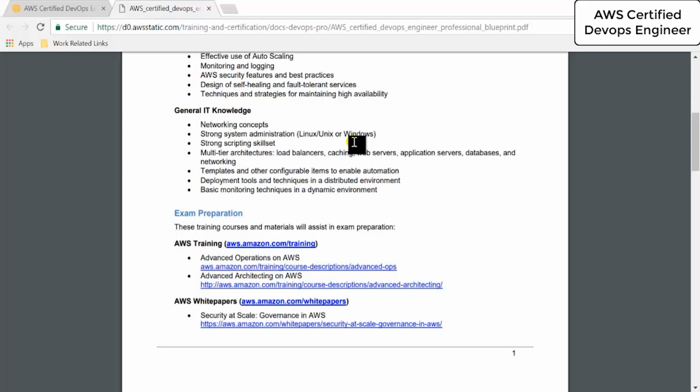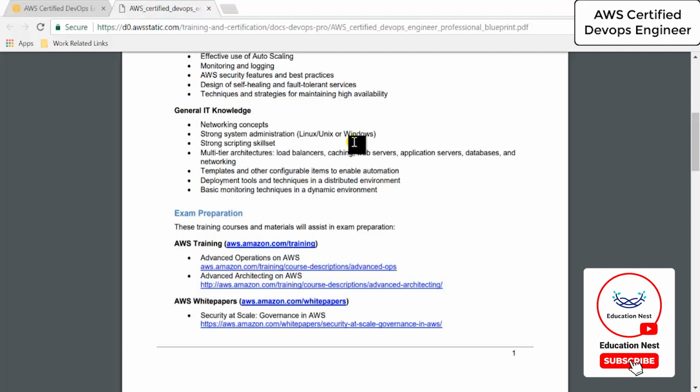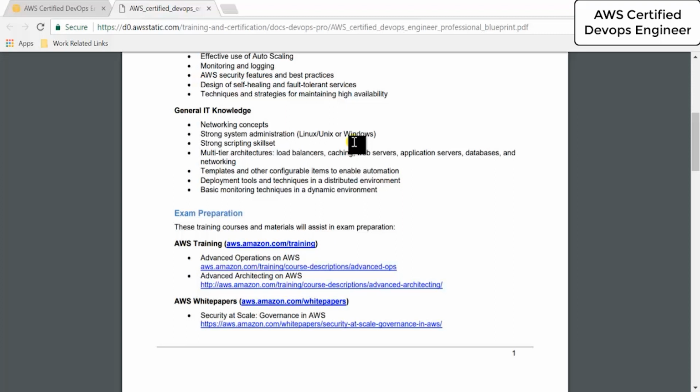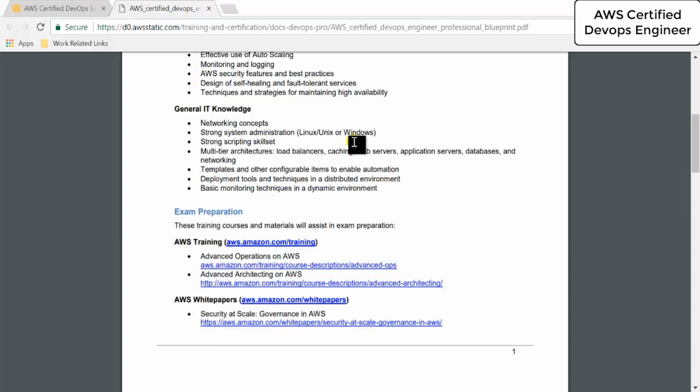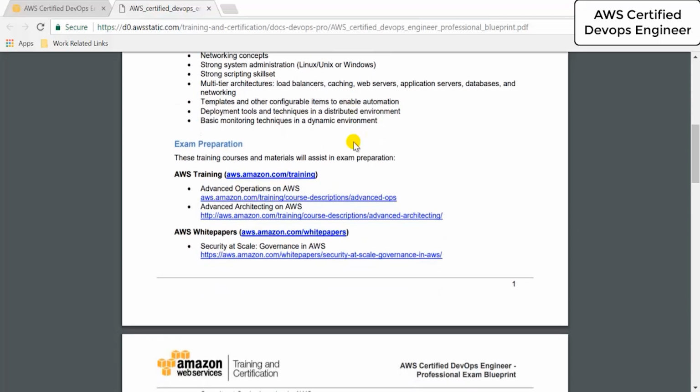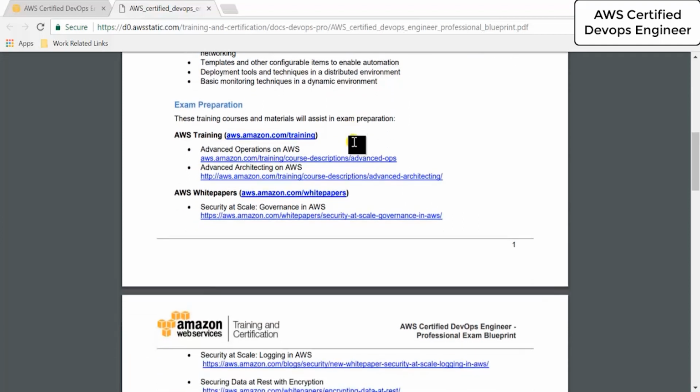As you know, in AWS there are multiple templates that are used to deploy infrastructure in the cloud, such as CloudFormation. So these things need to be known before initiating the DevOps course. Apart from that, deployment tools and techniques in a distributed environment and basic monitoring techniques in a dynamic environment. So these things need to be known by the person before initiating the DevOps course.